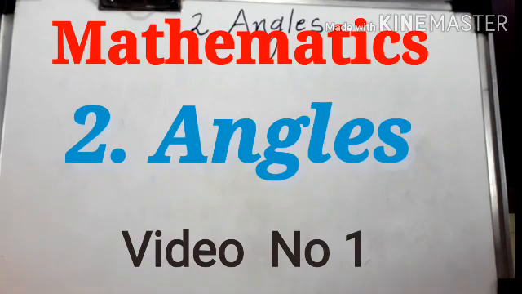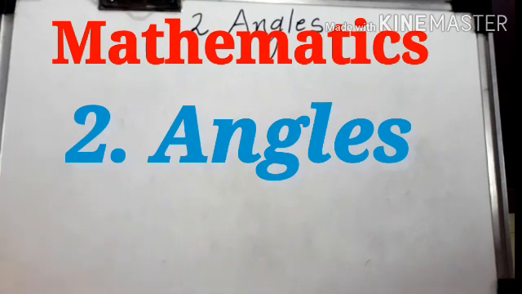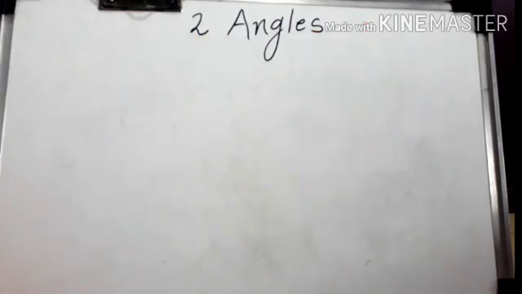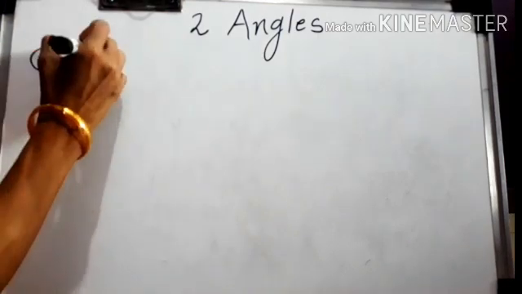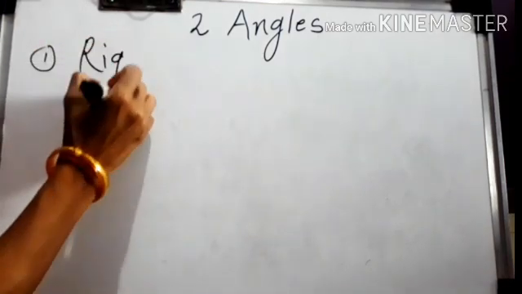In our first chapter we have studied about basic concepts in geometry. Before we start our second chapter, that is angles, let us recall some basic concepts about the angle and its various types. So in standard 5th we already learned three types of angle. First type is right angle.